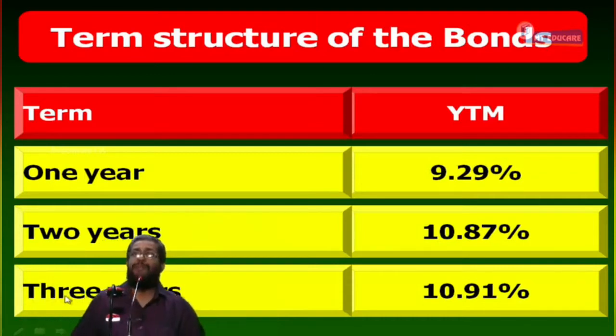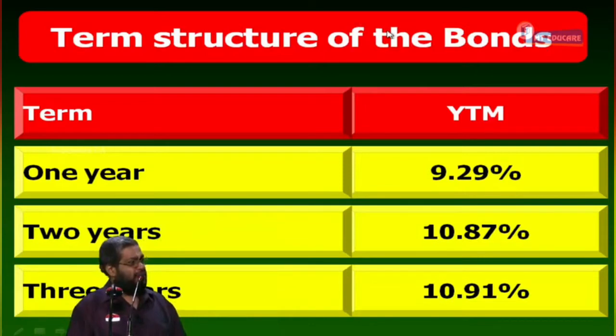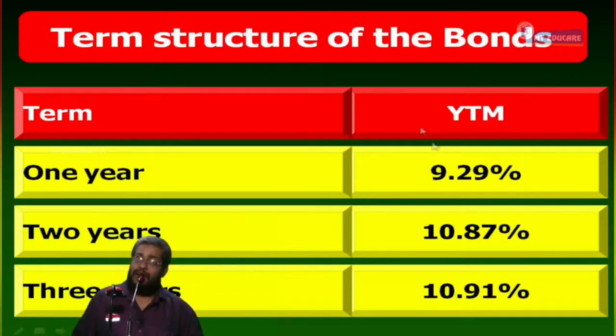I'll give an example. Now, I want to issue a 1-year bond today. Tell me, the bond cash flow should be priced at what yield to maturity? 9.29. Isn't it correct? Respond.